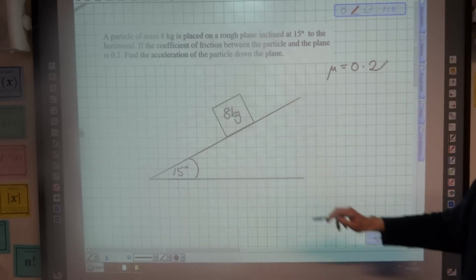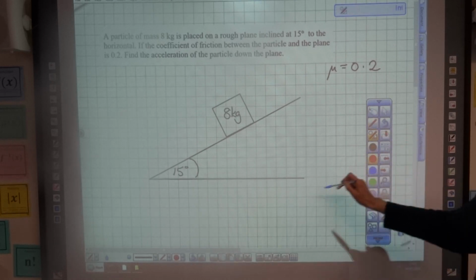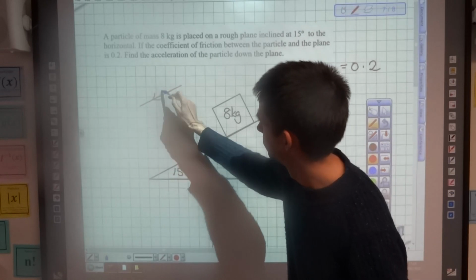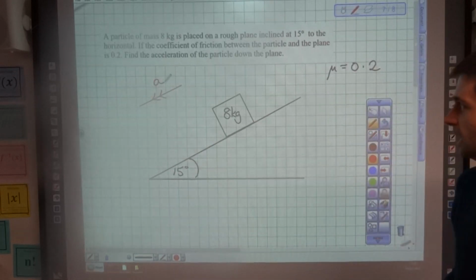And we're being asked to find the acceleration of the particle down the plane, which means that the acceleration is going this way, parallel to the plane.